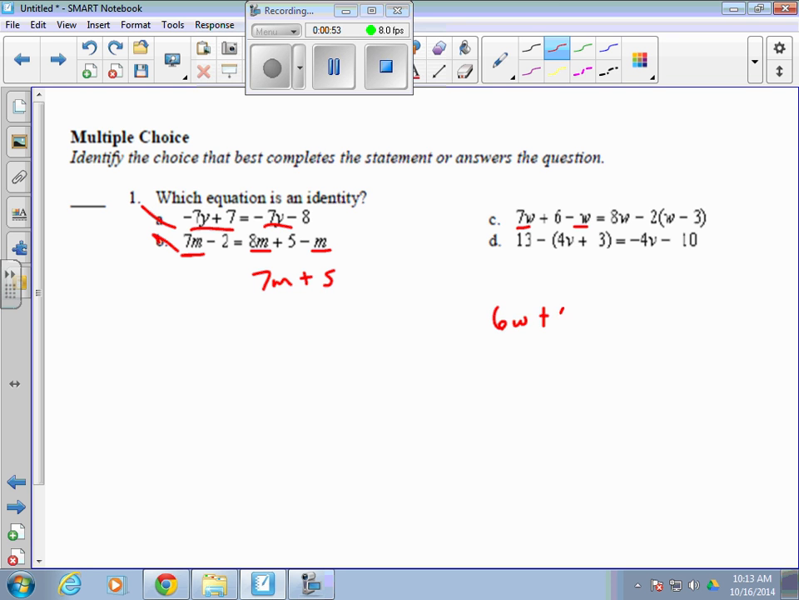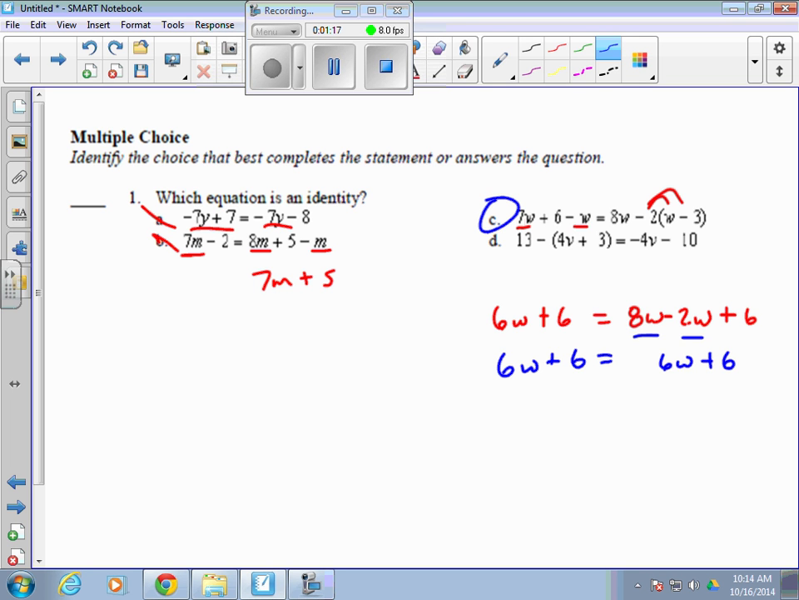There's still plus 6 equals, you have to distribute. Negative 2 times w is negative 2w. Negative 2 times negative 3 is plus 6. So we have 8w for that one. When you combine 8w and negative 2w, you get 6w plus 6. Notice this one right here is the same. It has the same 6w on both sides. It also has the same plus 6. So C is going to be the identity.